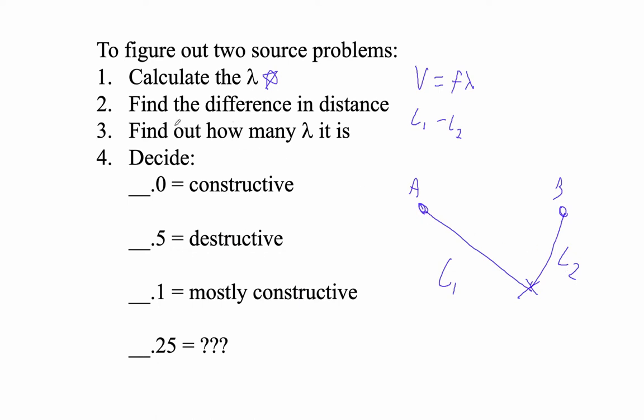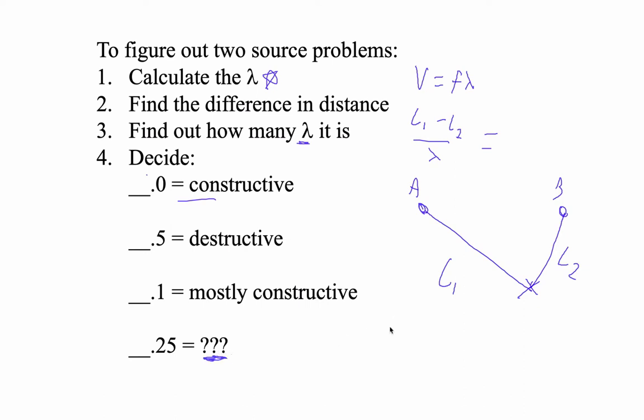And then figure out how many wavelengths it is. By the way, that's like the wave number. How do you do that? That's just this divided by lambda. And that'll give you a number: 1 wavelength, 2 wavelengths, 3 wavelengths. If it's something .0, it's constructive. If it's something .5, it's destructive. If it's something .1, it's mostly constructive. That's kind of like being mostly dead, right? If it's .25, that's like a moral dilemma, okay?